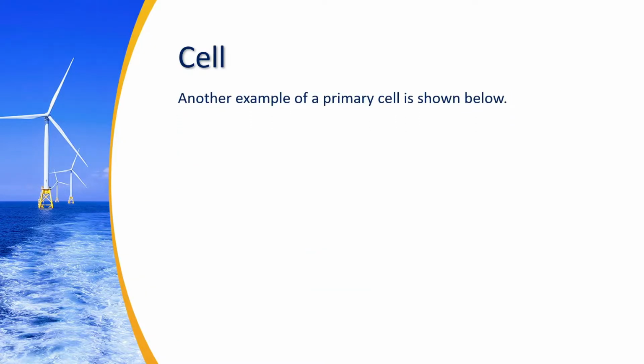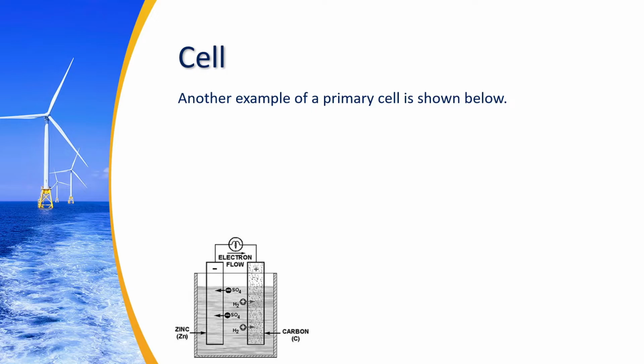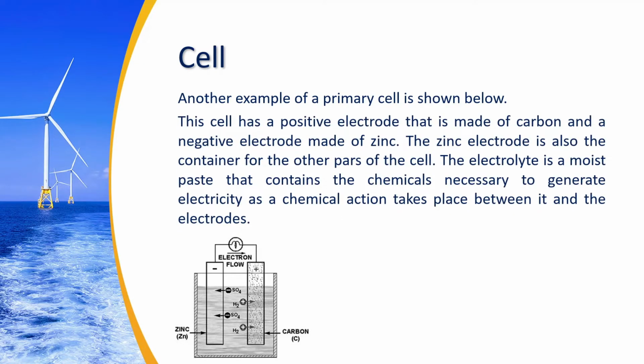So, another example of a primary cell is shown below. So, meron tayong zinc sa carbon. This cell has a positive electrode that is made of carbon and the negative electrode made of zinc. So, the zinc electrode is also the container for the other parts of the cell. So, the electrolyte is a moist phase that contains the chemicals necessary to generate electricity as a chemical action takes place between it and the electrode.